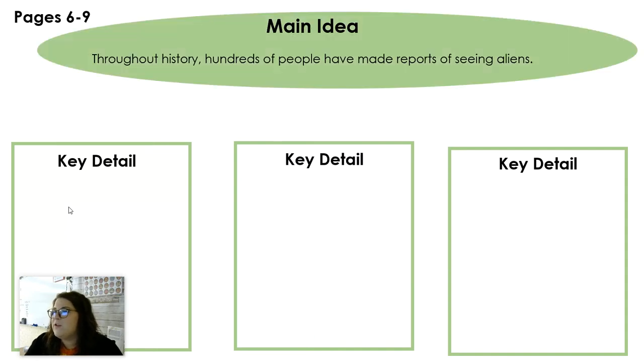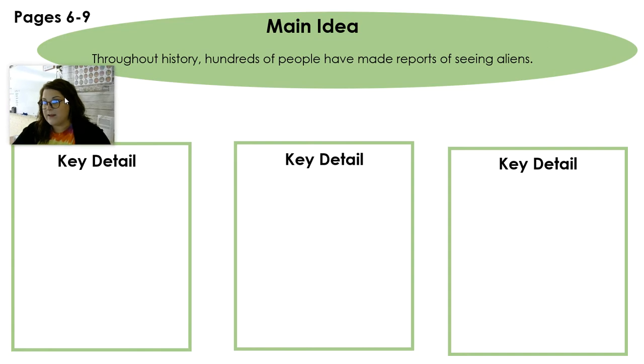So, yesterday we took a look at two excerpts from Mysteries of Alien Visitors and Abductions. And in those pages 6 through 9, we came up with that broad idea that throughout history, hundreds of people have made reports of seeing aliens. Remember, we had rephrased that to say throughout history because had we been too specific with the date, then there's no way that our key details would have fallen under that umbrella. They would have been outside of the umbrella.